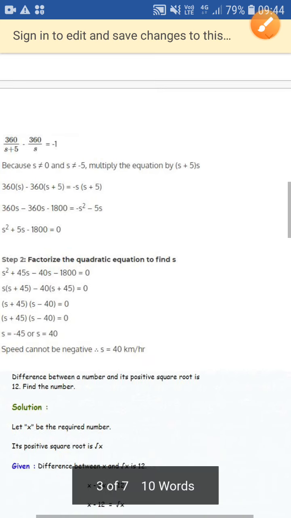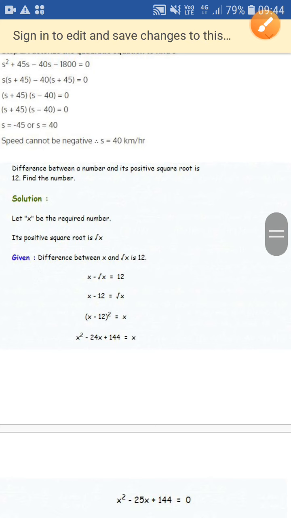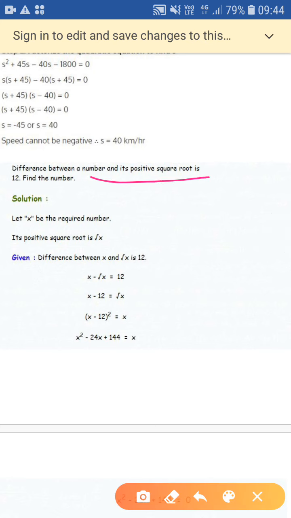Now taking on the next problem: the difference between a number and its positive square root is 12. Find the number. It is one of the very simple problems. The only thing is you should know how to frame the equation, how to find the key terms, and how to make it into an equation.